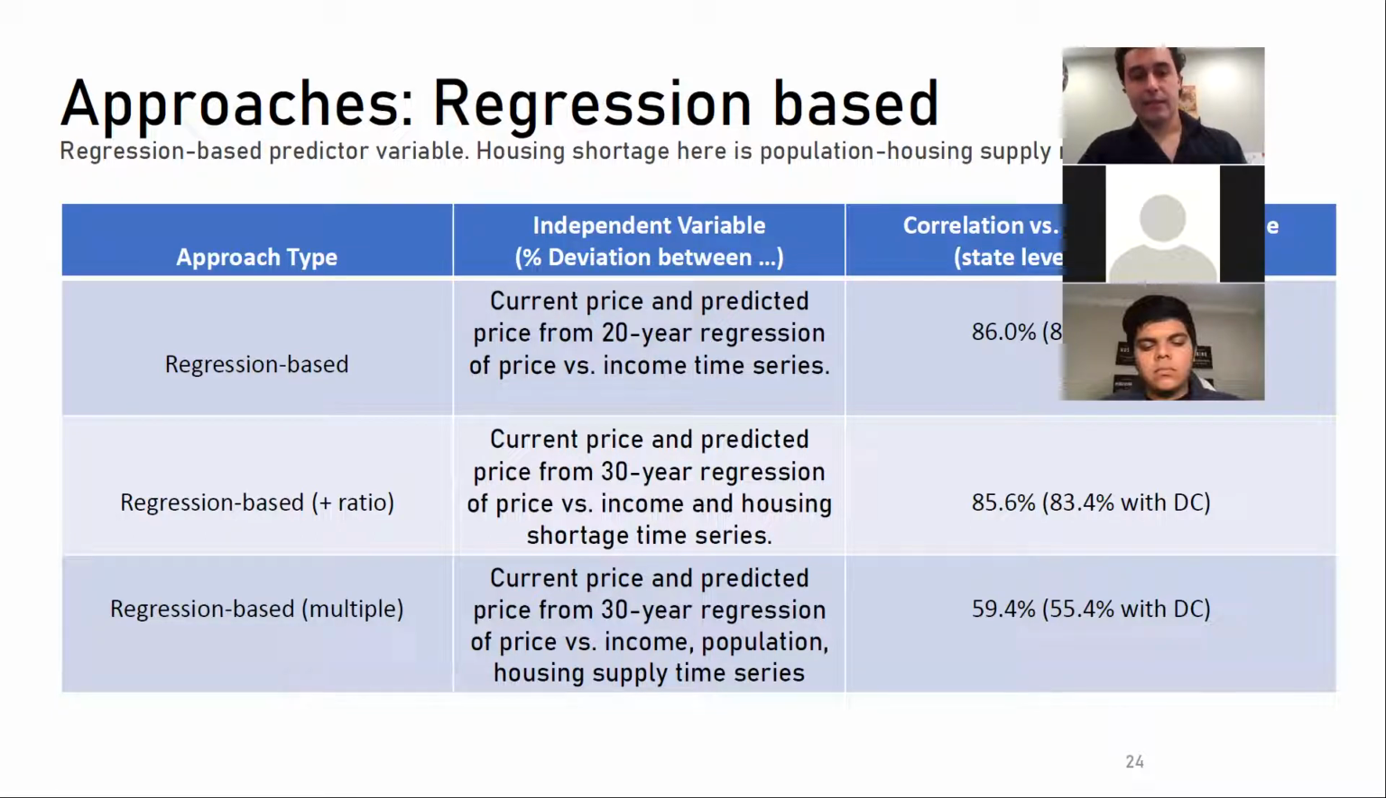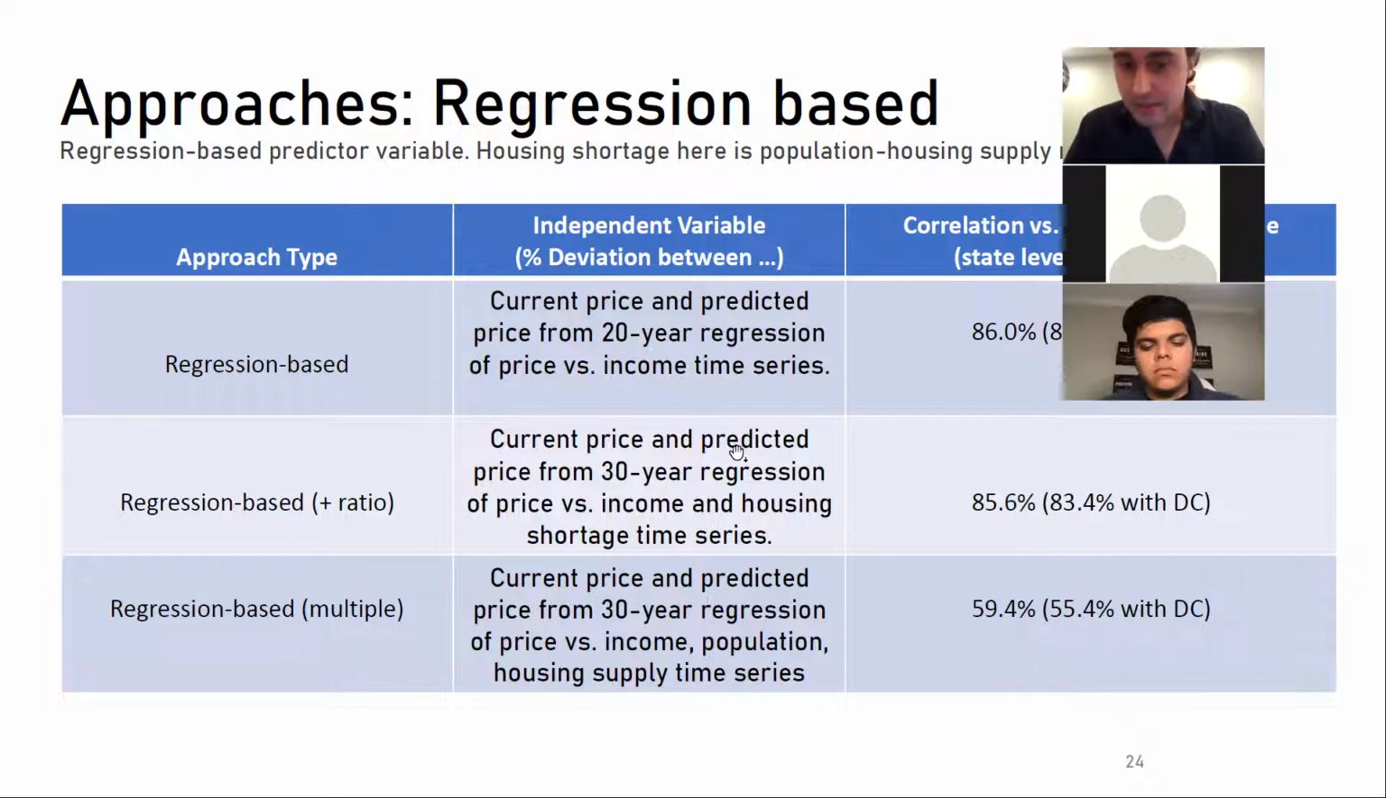And then the second approach is regression-based, but also ratio kind of. We have the ratio of housing supply, the housing shortage I mentioned, in the 175 to 225 range. So we have the housing shortage ratio, and then we have incomes. The second approach is to regress incomes and this housing shortage, the two variables, against prices, maybe with a 30-year regression, and try to arrive at a predictor of where prices should be. If prices deviate from that, that's your measure of downside risk. That showed 85.6% correlation in the study, so also very strong.